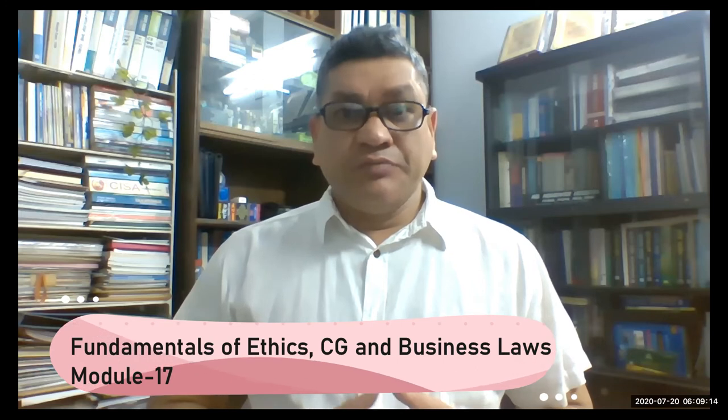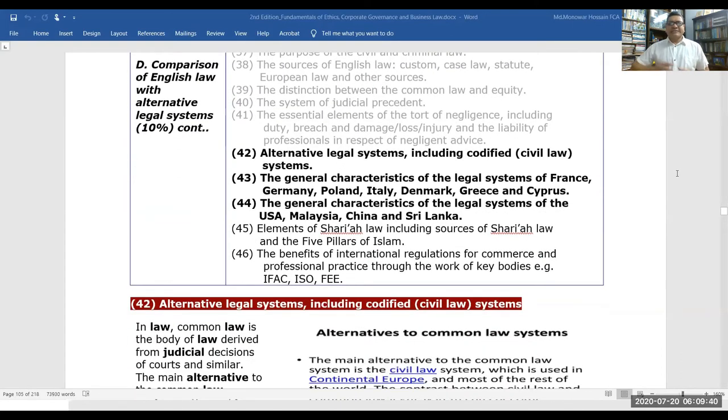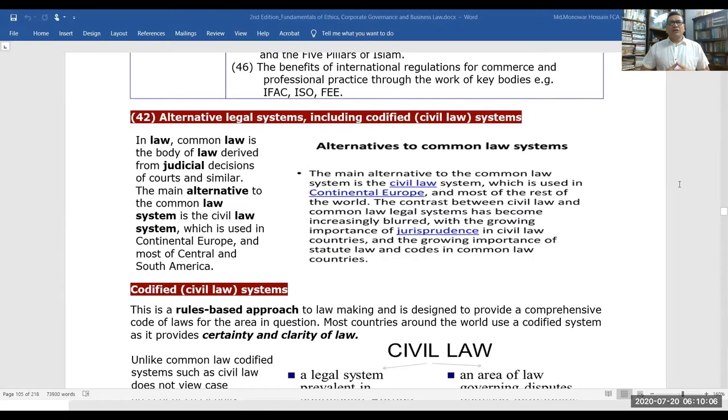We are going to discuss business ethics, corporate governance, and business law. We are in the domain of comparison of English law with alternative legal systems. Today, we will discuss alternative legal systems, including the codified civil law system, the general characteristics of the legal systems of France, Germany, Poland, Italy, Denmark, Greece, and Cyprus, and the general characteristics of the legal systems of the USA, Malaysia, China, and Sri Lanka.